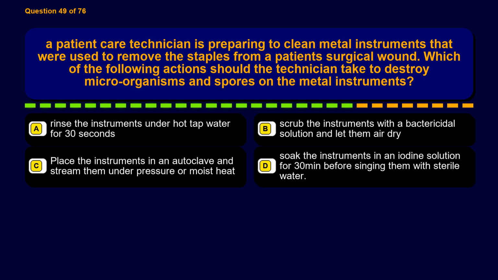Which of the following actions should the technician take to destroy microorganisms and spores on the metal instruments? Option A, rinse the instruments under hot tap water for 30 seconds. Option B, scrub the instruments with a bactericidal solution and let them air dry. Option C, place the instruments in an autoclave and steam them under pressure or moist heat. Option D, soak the instruments in an iodine solution for 30 minutes before rinsing them with sterile water.